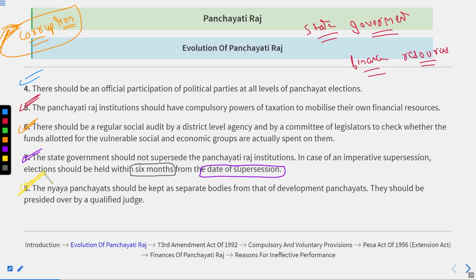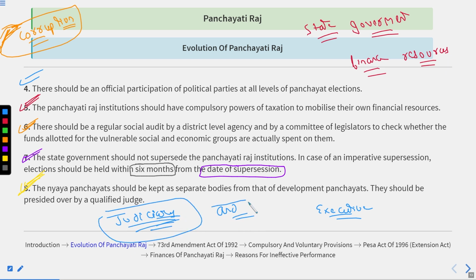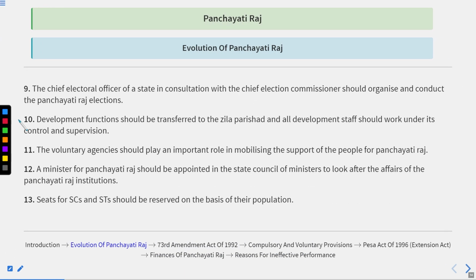Thereafter, the Nyaya Panchayat should be kept as separate bodies from that of development panchayats. They should be presided over by a qualified judge. Like there must be a difference between the judiciary and executive. The judiciary must be under the qualified judge so that he could ensure that the right decision has been taken as per the rules and the regulations of this country.